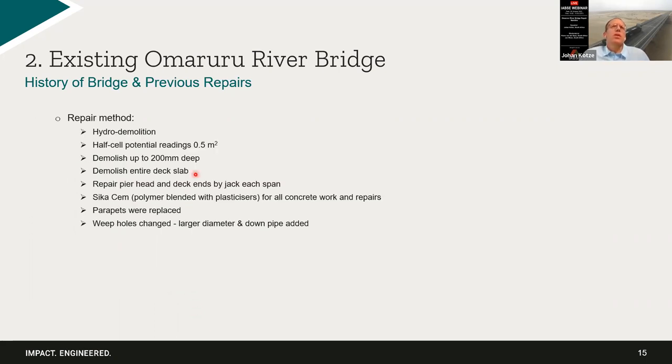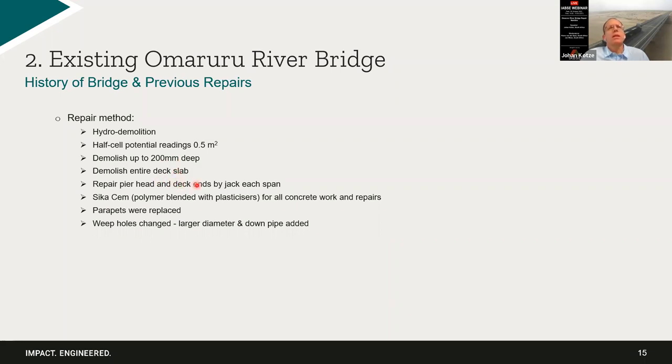So he described the repair method in a lot of detail, and in summary, they bought a hydro demolishing machine. They then also determined the locations where you had this severe corrosion of reinforcement with half-cell potential readings at 0.5 meter square areas. They checked that over the whole bridge, all the concrete surfaces. When they started the demolishing, they found more severe defects as they went along, and they sometimes had to go 200 millimeters deep. That 200 millimeters on the top slab of the deck meant that they actually demolished the whole deck in certain places.